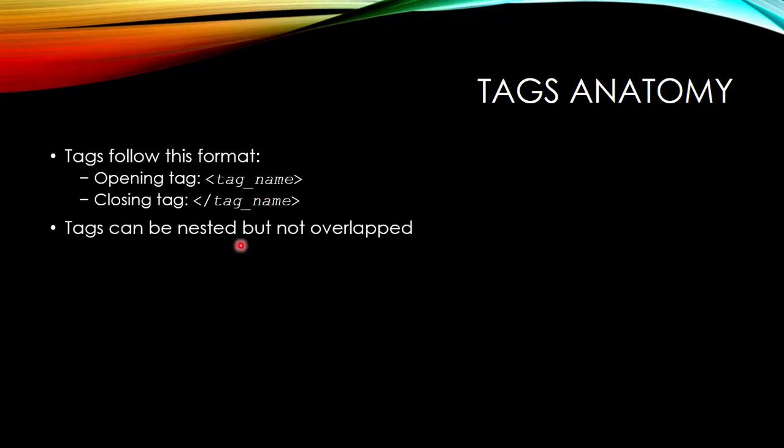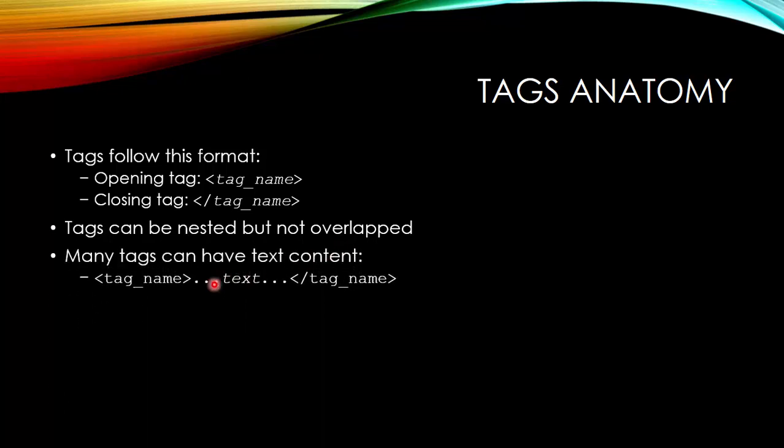Tags can be nested but not overlap. This is similar to any rule in any programming language. For example, in C, C++, the curly bracket cannot be overlapped, but they can be nested. Many tags can have text content or just content. We will have the opening tag and then followed by closing tag. In between is what we call the content of the tag.